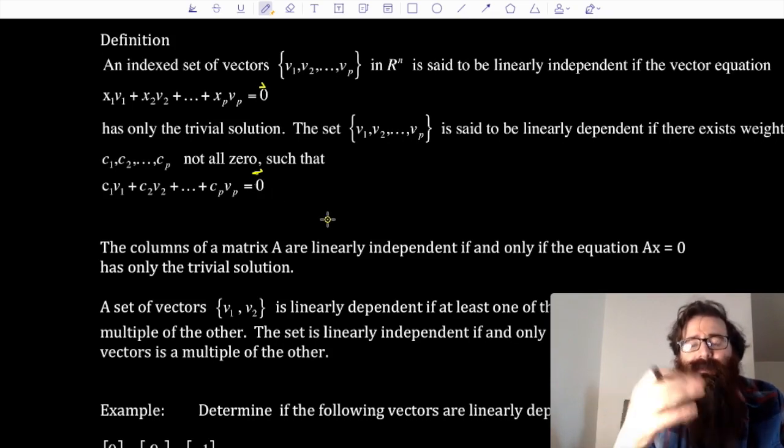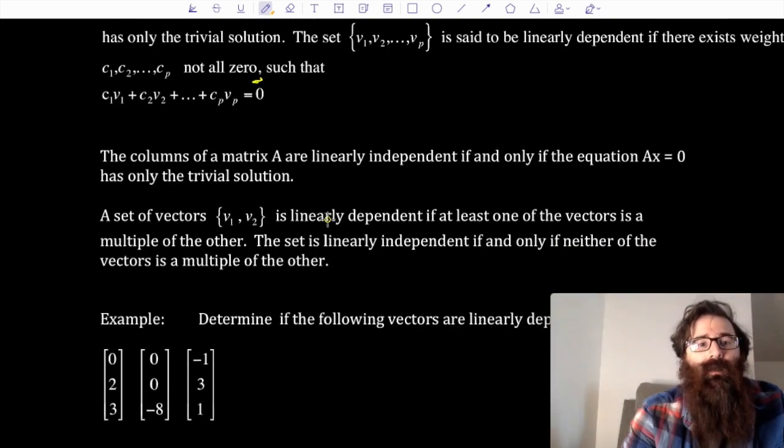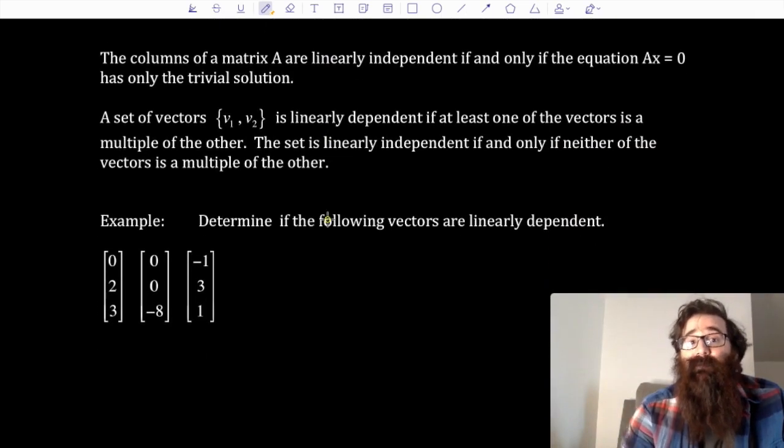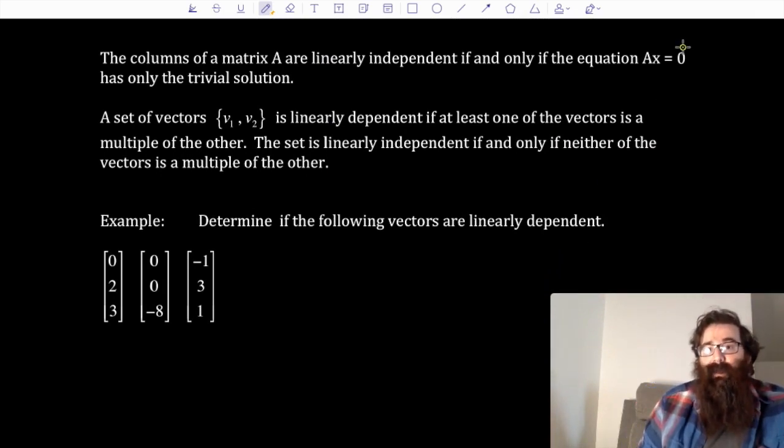Really, the thing that I want to focus on is that we can treat these as homogeneous matrix equations and get our answer that way. So we don't even have to guess or stare at them too much. We would say the columns of a matrix A are linearly independent if and only if the equation Ax equals 0, and again, that's the 0 vector, has only the trivial solution.